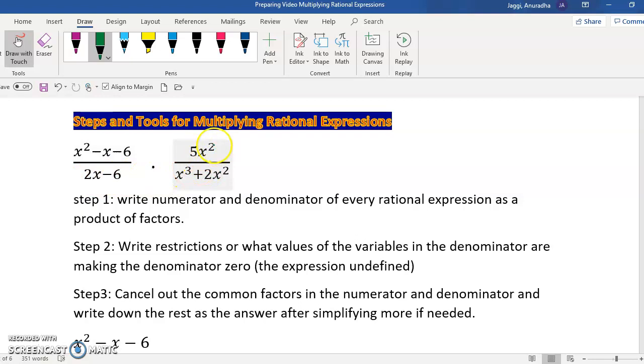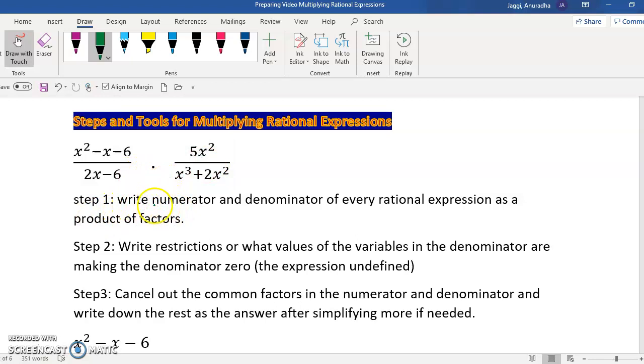Then in the next expression, I have a monomial here, doesn't need factoring, already has two factors, 5 and x squared. And the denominator here is a cubic binomial, and I can see the variable here and a variable here ready to be some GCF ready to be factored out. So I'm going to take that up one by one. Let's go over the steps.